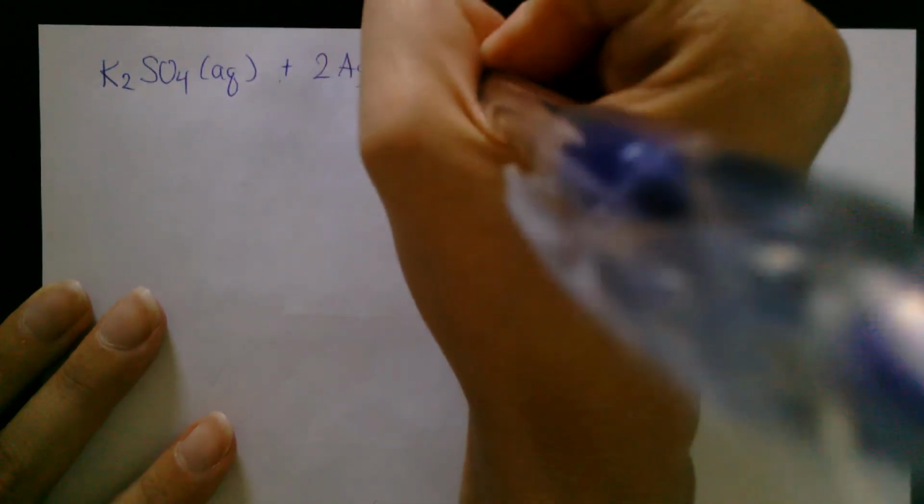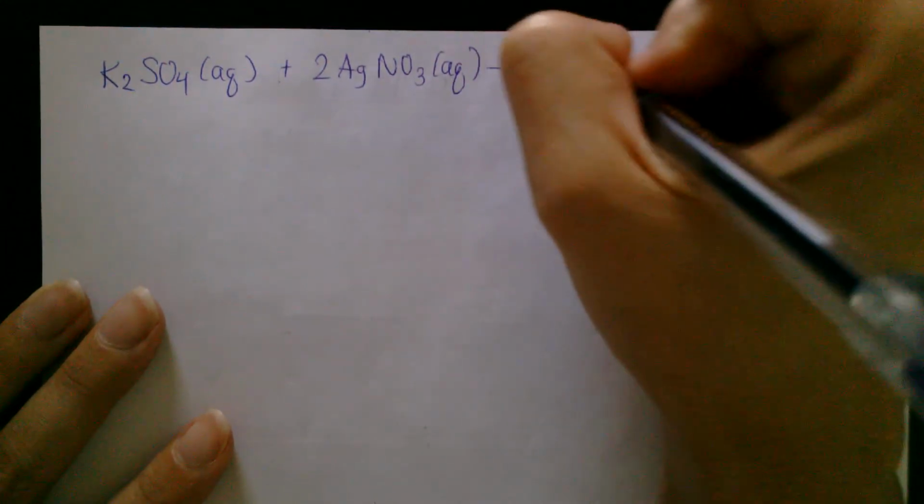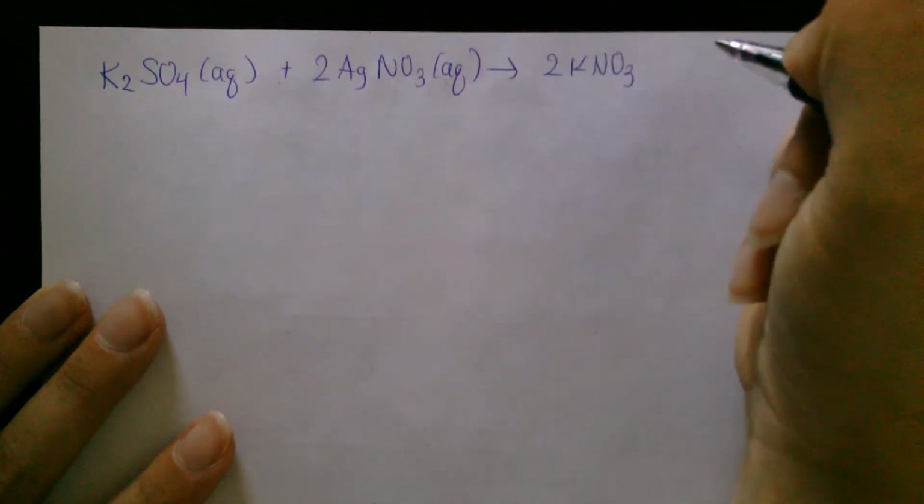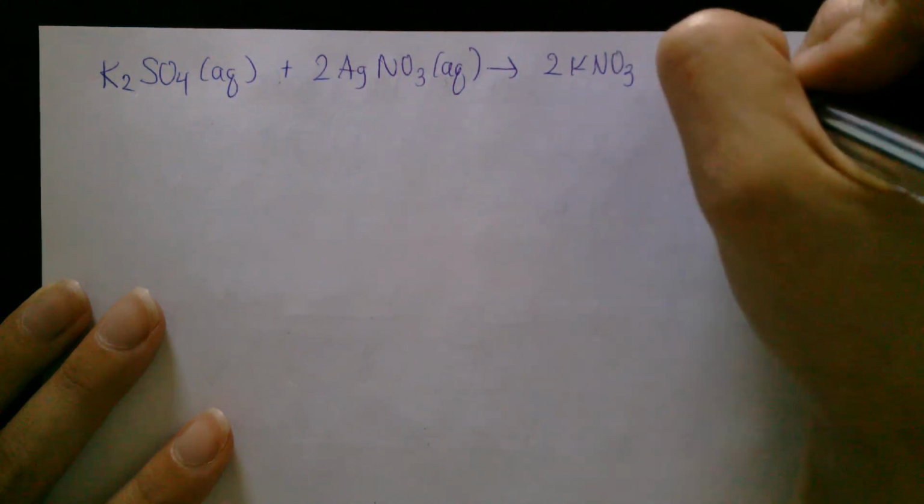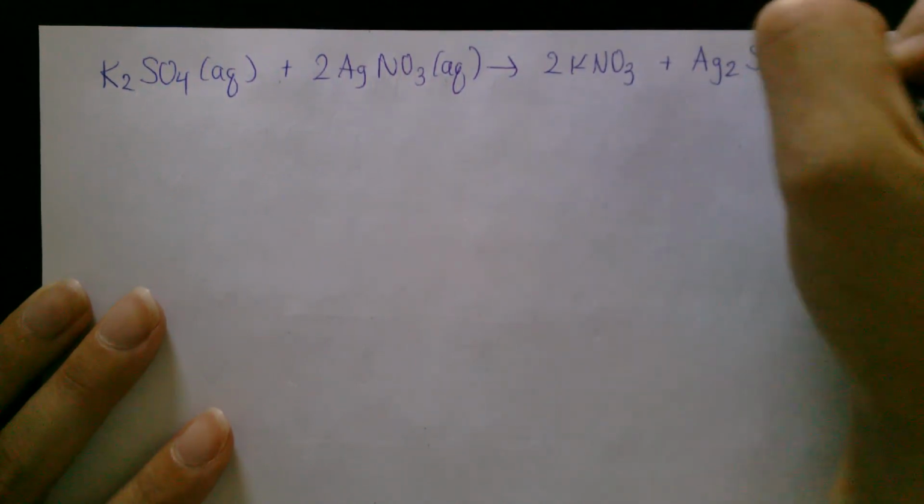Okay, so one more problem from chapter 4. And then this one should be about it. All right, so for this one, we are going to look at the reaction of K2SO4 plus silver nitrate, and we are going to produce potassium nitrate and the precipitate silver sulfate.